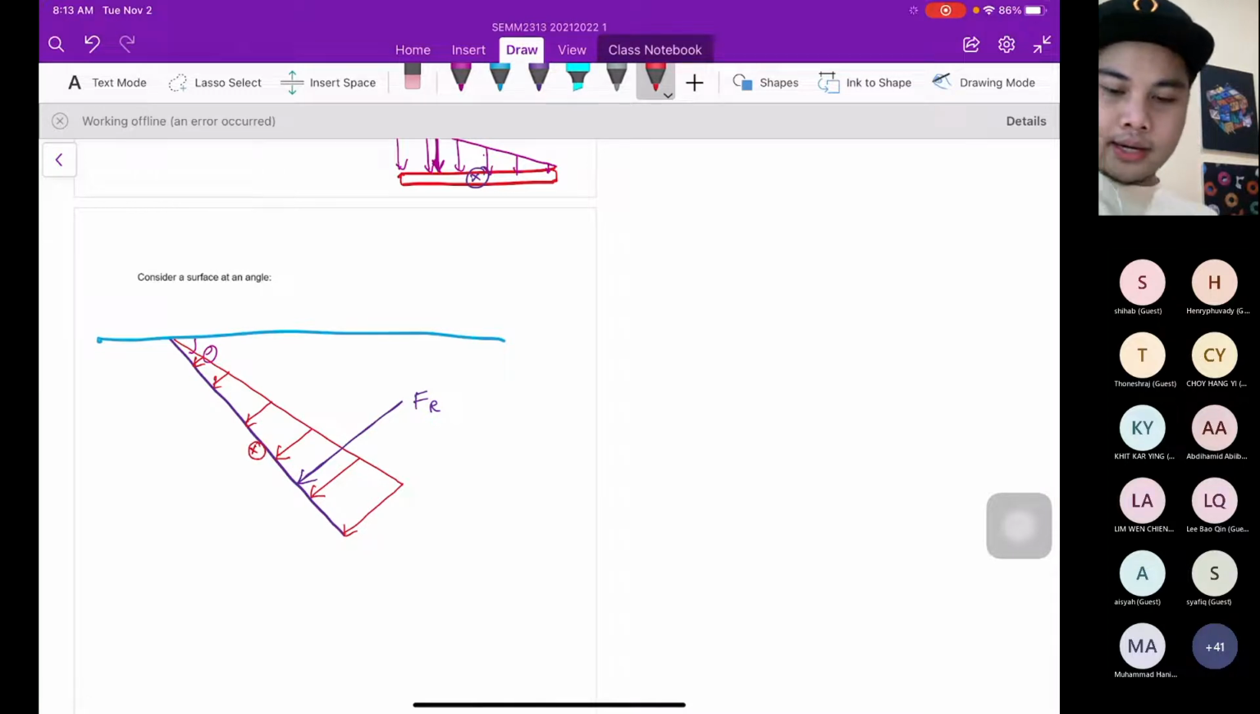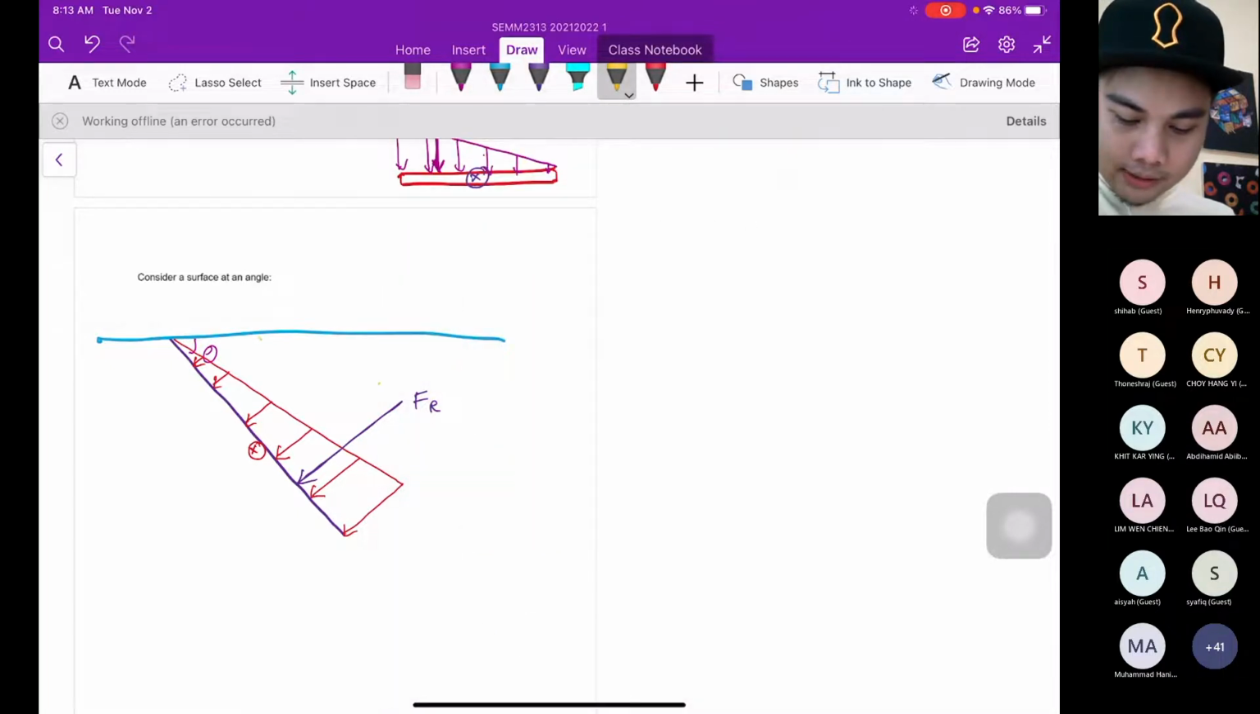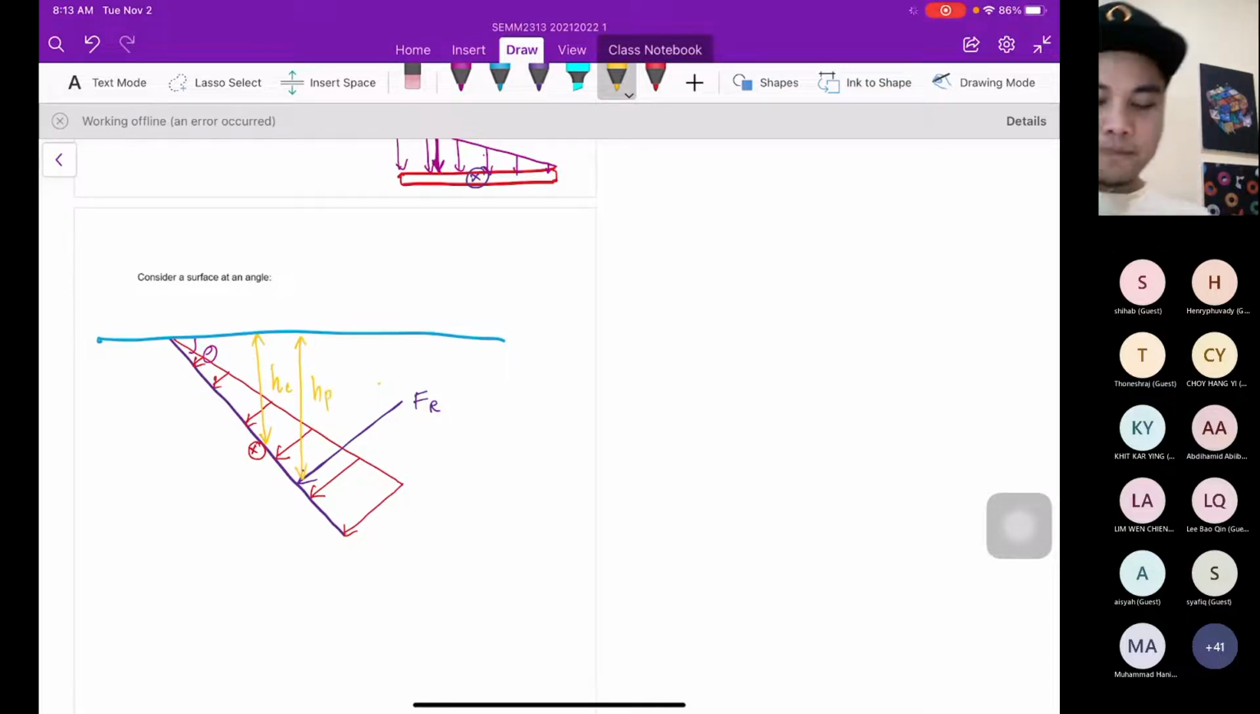So from here, we can label nicely: from the surface to the centroid is the HC. Always HC, because H refers to the vertical. And from here to here, we call it the HP.